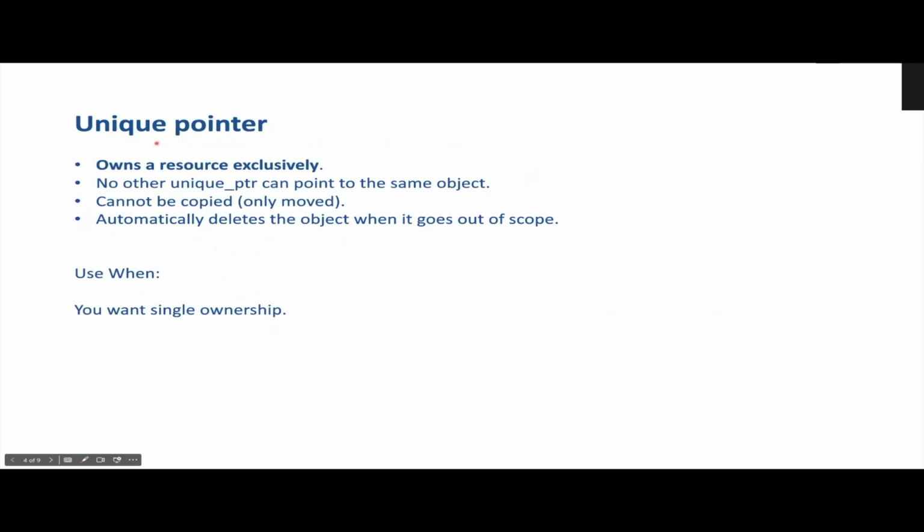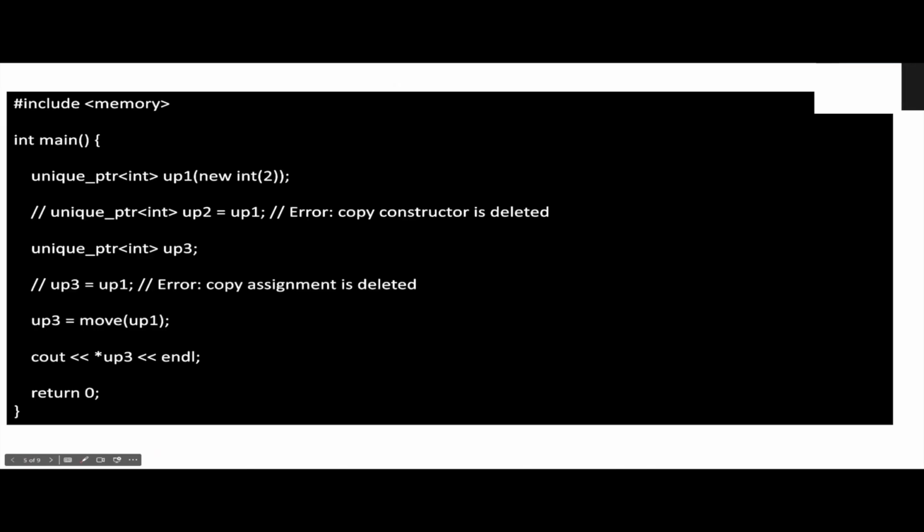So first is the unique pointer. When you require exclusive ownership, that is, a single owner can be there for a resource, then you use this unique pointer. Since there can be only a single owner, this unique pointer cannot be copied. They can only be moved. So once the unique pointer goes out of scope or gets deleted, then the resource that it has acquired also gets deleted. So you use unique pointer when you want single ownership.